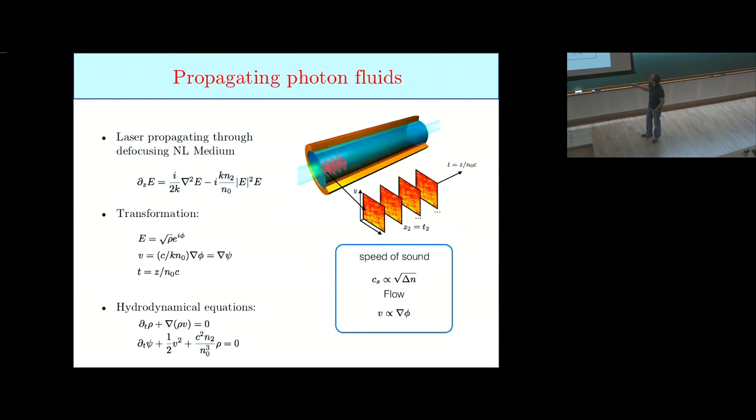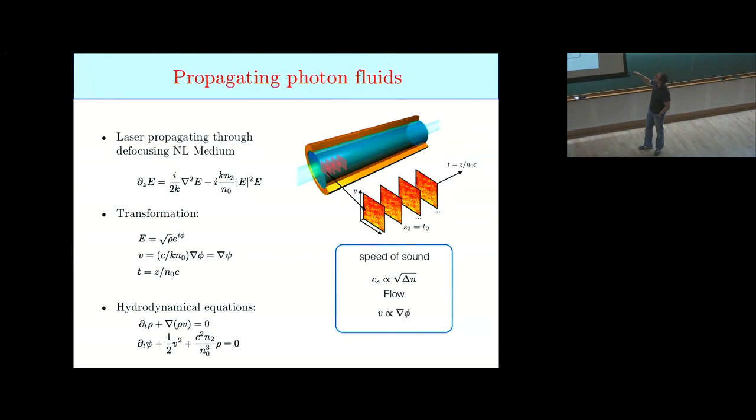Let's have a look. This is a more detailed version of what the setup looks like. I've got a tube filled with some material, and then I'm going through the material here. Now I said I'm going to swap T with Z. Okay. So each plane here along the Z direction corresponds to a different time in my propagation.